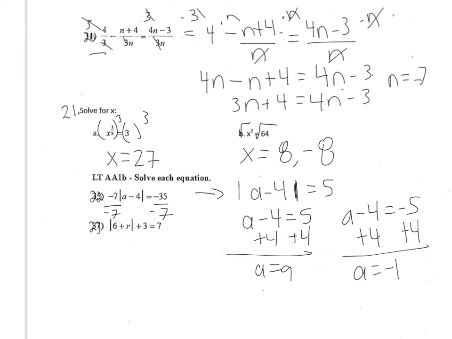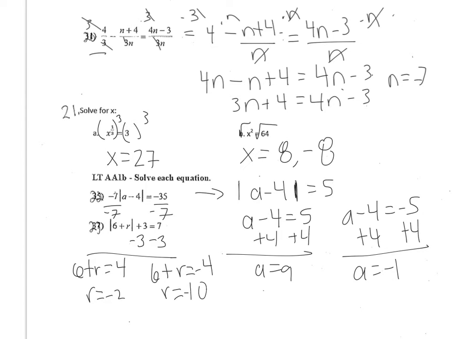The other side, I'm going to subtract 3 in number 23, and then I get 6 plus r equals 4, and 6 plus r equals negative 4. If I subtract 6 from both sides, this r is negative 2, and this r is negative 10.